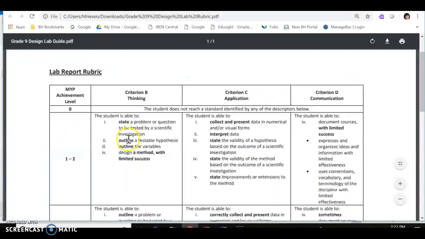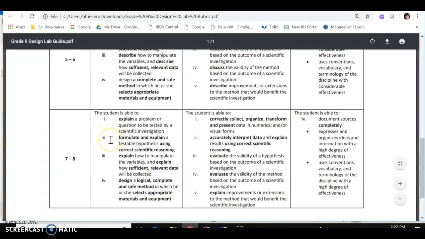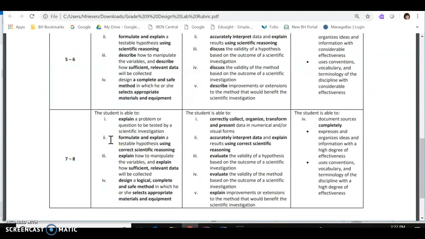formulating or simply outlining. If we're formulating and explaining a testable hypothesis, we're going to use PEEL. And as we use PEEL, P-E-E-L, our P is going to tell us the prediction, and then we're going to explain why we think it's going to happen. In order to explain that, we're going to use evidence to support each claim that we make.